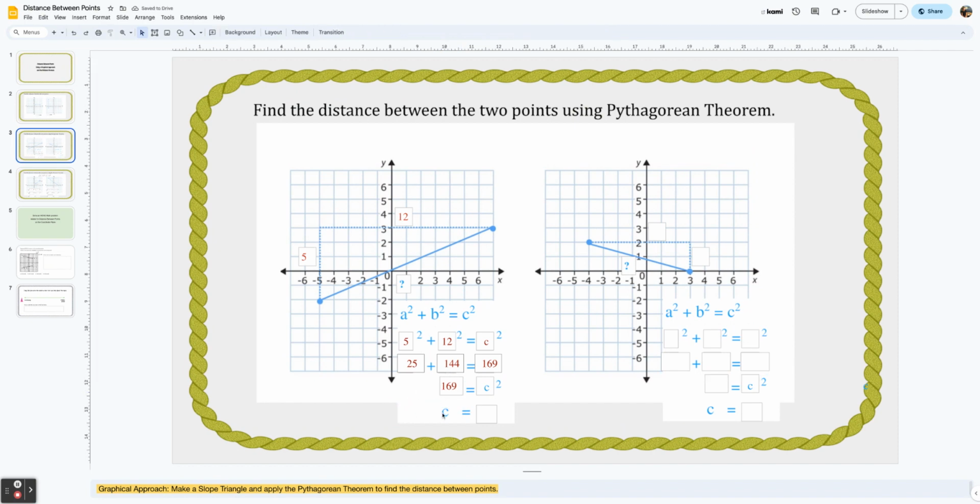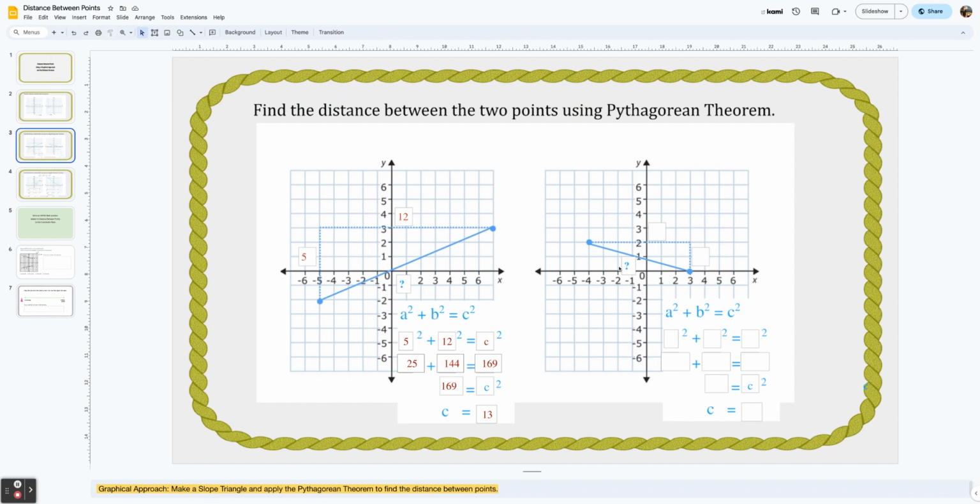And therefore, c is equal to the square root of 169. You can grab a calculator, and that's going to be 13. So that tells me that 5, 12, 13, these 3 numbers form a Pythagorean triple because they are the side lengths of a right triangle.